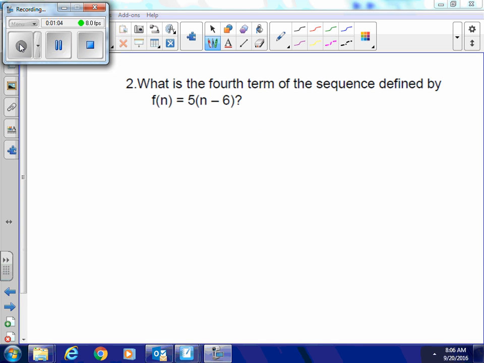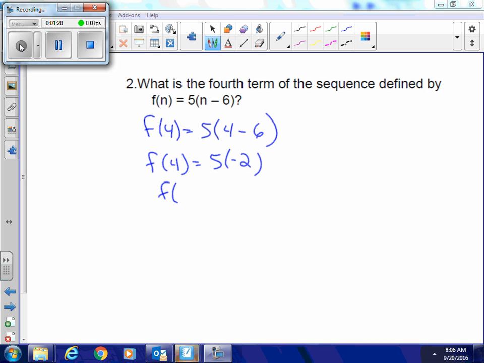Number 2, what is the fourth term of the sequence defined by the following? Well, we see we've got an explicit rule. So f of 4 is equal to 5 times 4 minus 6. We could just plug in our position number. Our fourth position is equal to 5 times -2. And we have got an answer, or an output, or a term of -10.